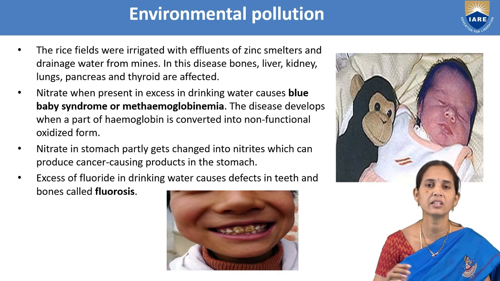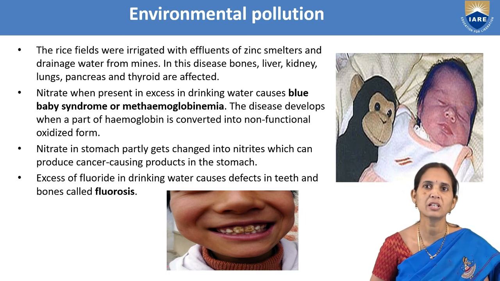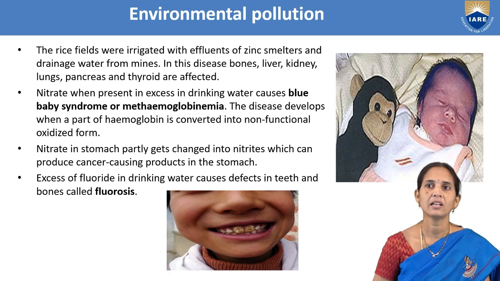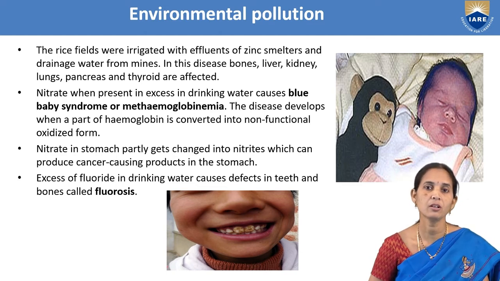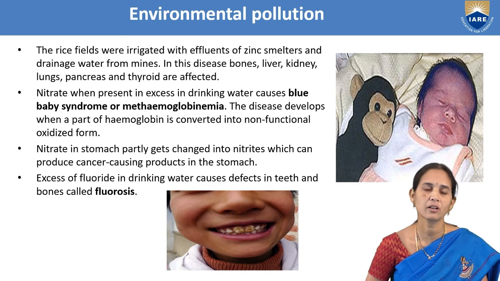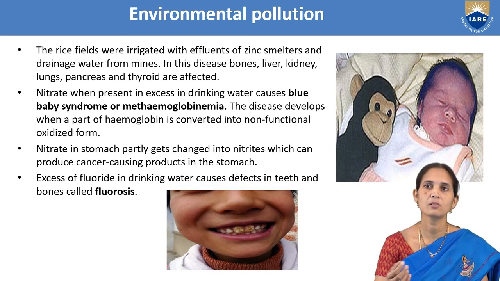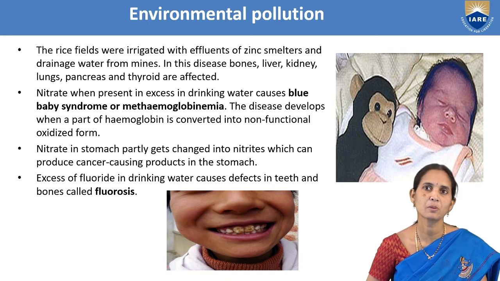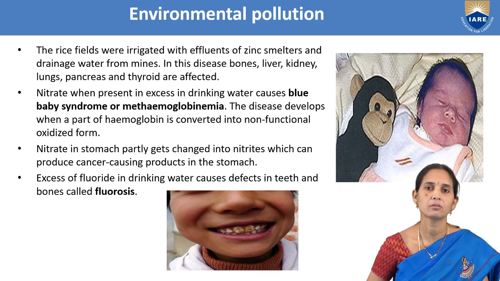The rice fields were irrigated with effluents of zinc smelters and drainage water from mines. In this disease, bones, liver, kidneys, lungs, pancreas and thyroid are affected, mainly because the people are eating contaminated rice, along with the effluents of zinc smelters and drainage water from the mines. The people are using drainage water for the growth of the crops.